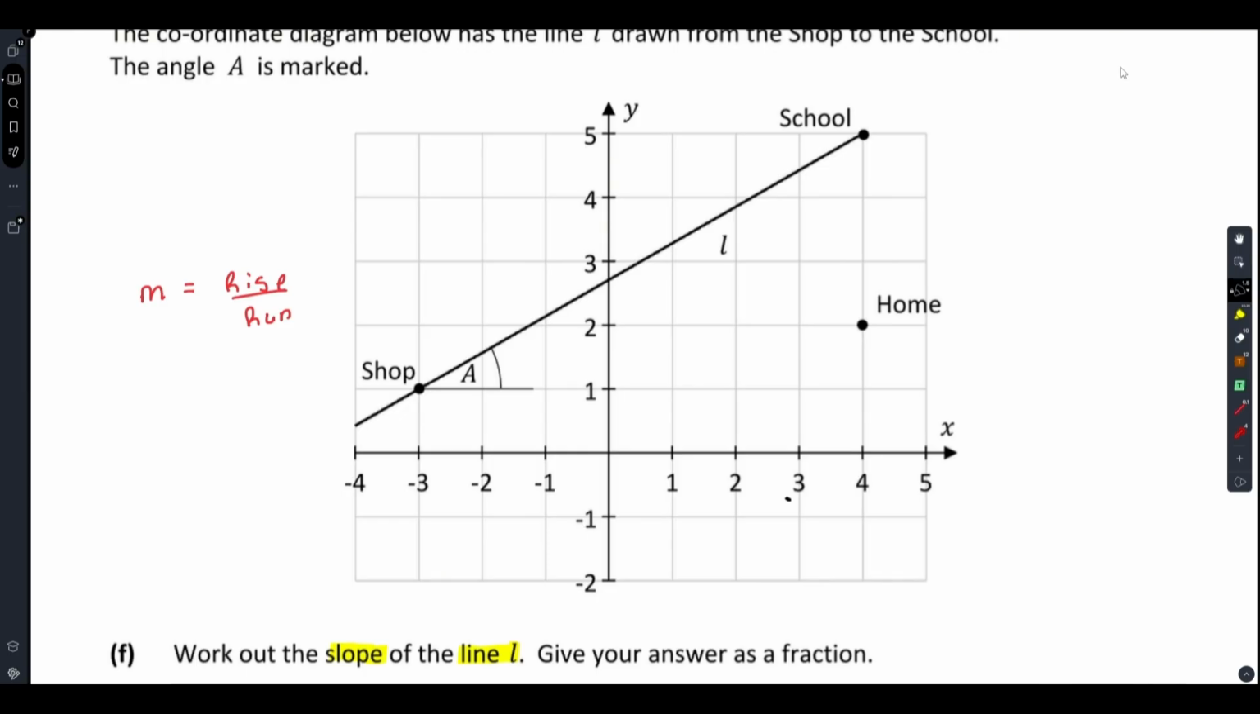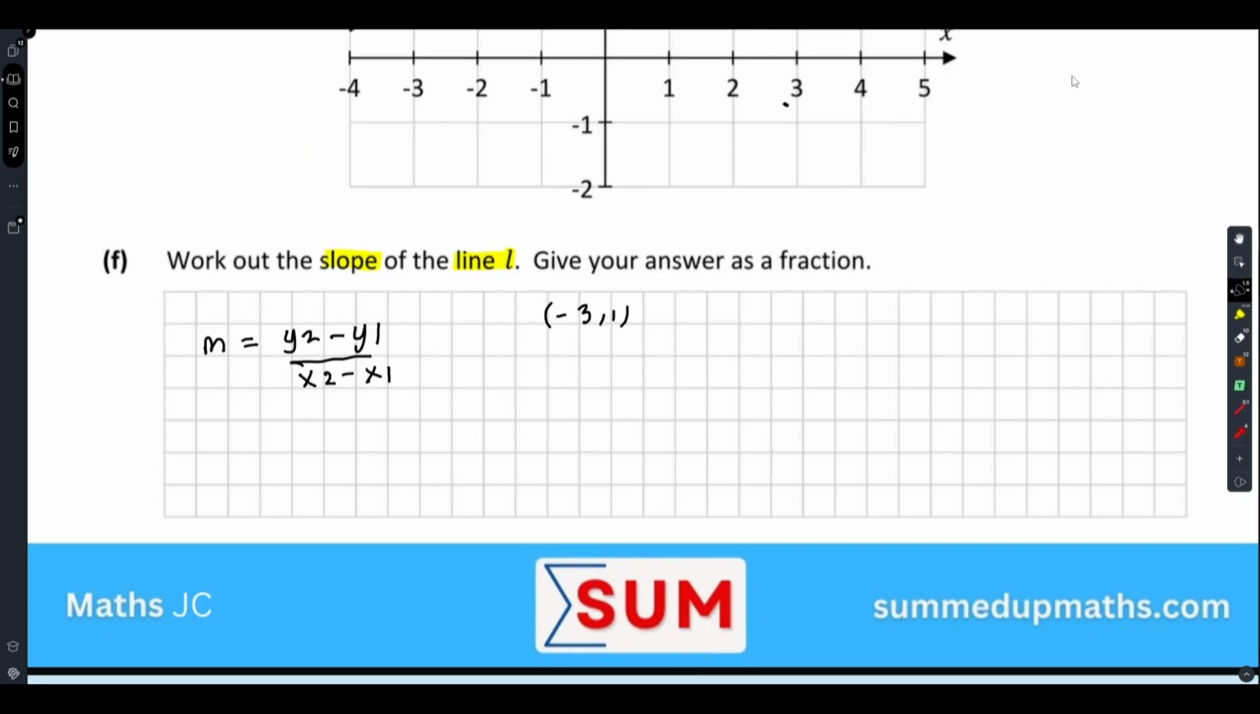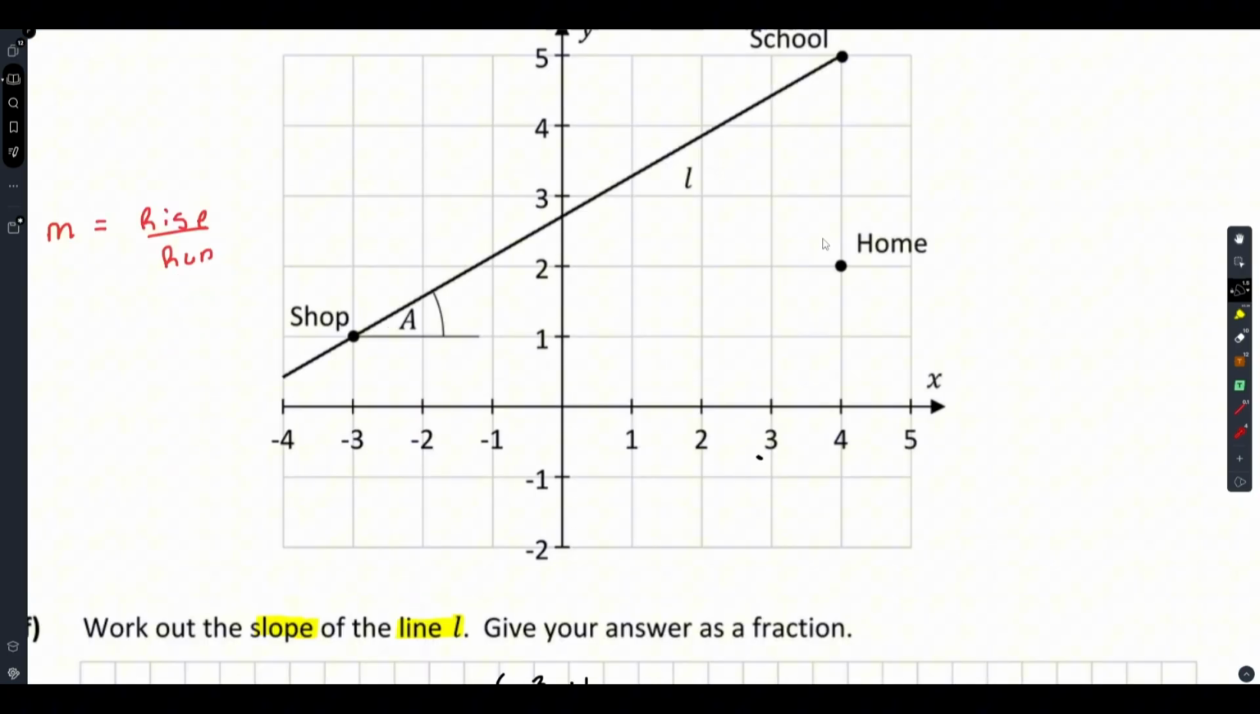4 and 5, exactly, the school. Yeah, so we're exactly 4 across, we're exactly 5 up. There's no guessing there. So we take any 2 points on the line. Notice both of those points are on the line.